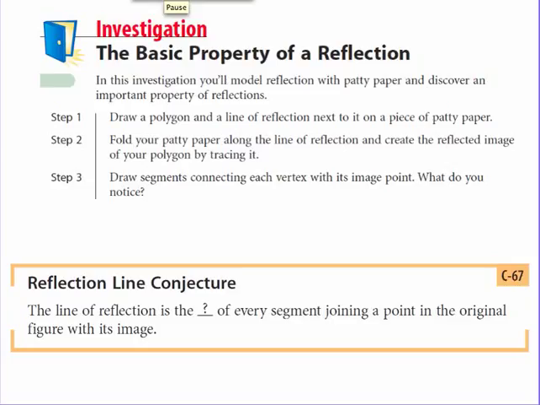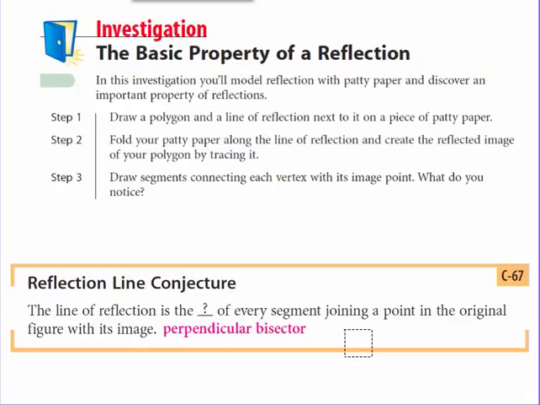So now you should have completed your investigation, and so now we're going to look at the reflection line conjecture. It says the line of reflection is the blank of every segment joining a point in the original figure with its image. Okay, so what did you notice? Bisector. It's the bisector, but it's even a little more specific than that. Perpendicular. It's the perpendicular bisector. Remember you could abbreviate perpendicular with an upside down T if you needed to squeeze that in there. But the line of reflection is actually the perpendicular bisector of every segment joining a point and its image.